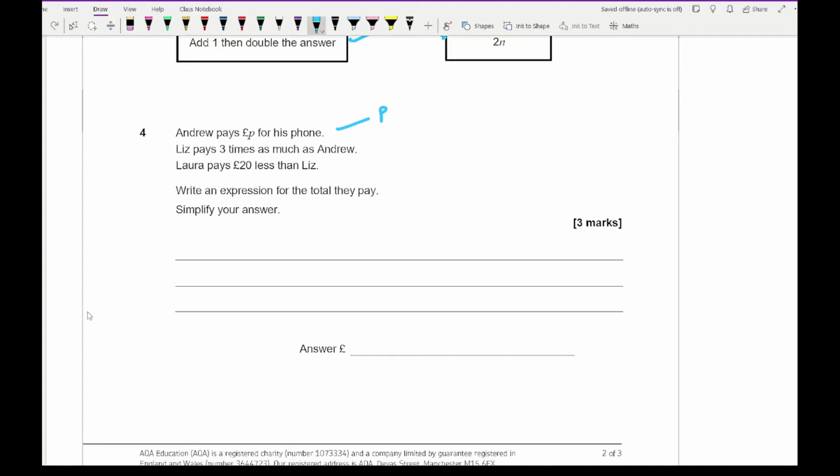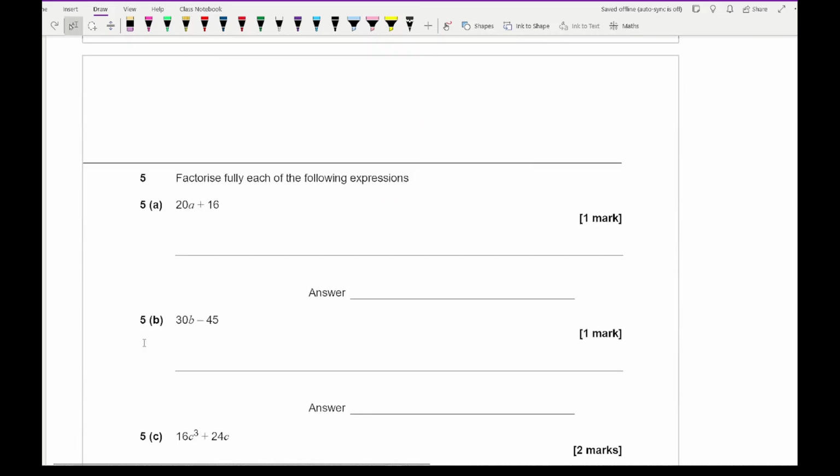For Liz, that pays 3 times as much as Andrew, that's going to be 3p. And then Laura pays 20 less than Liz, and that's going to be, if Liz pays 3p and Laura pays 20 less, then that's going to be 3p minus 20. So in adding all of those expressions up, let me just write that down. And then collecting all of my p's together, I get 7p minus 20.